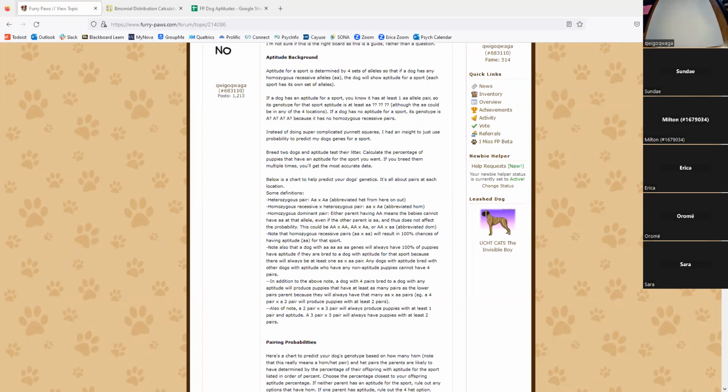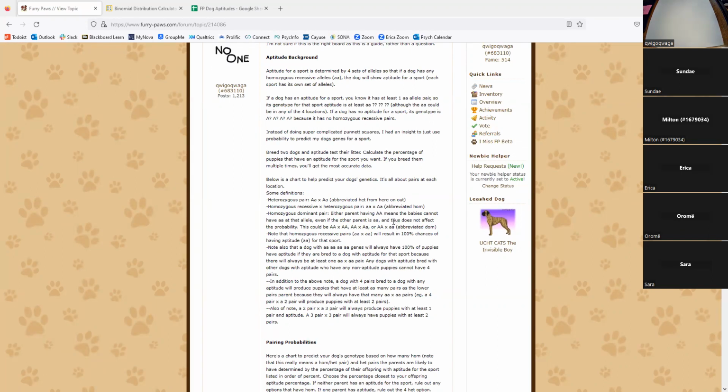So we know that aptitude is determined by 4 sets of hidden genes. So if any dog has a recessive gene in one of those 4, they'll show aptitude. And the more recessive genes they have, the stronger their aptitude should be. Each sport has its own completely separate gene string. So whatever we're talking about today has to be within one single sport.